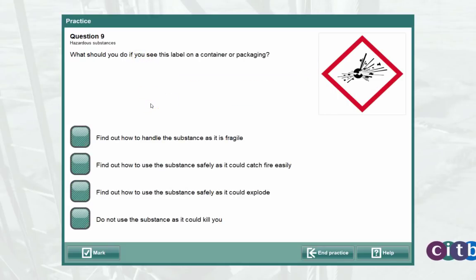What should you do if you see this label on a container or packaging? Find out how to handle the substance as it is fragile. Find out how to use the substance safely as it could catch fire easily. Find out how to use the substance safely as it could explode. Do not use the substance as it could kill you.